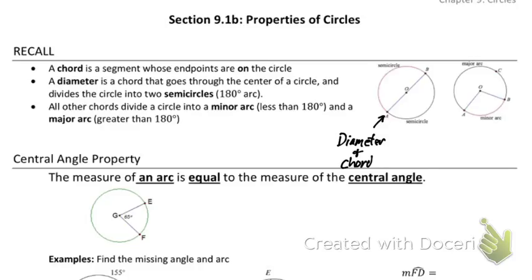A major arc is going to be one that's greater than 180, so this major arc would be right here. We would label this major arc with 3 letters, so I'd call it something like A, C, B. The minor arc is less than 180 and it'd be marked with just 2 letters. Call it A, B. So a minor arc is always 2 letters. A major arc or semicircle is always going to be 3 letters of markings.